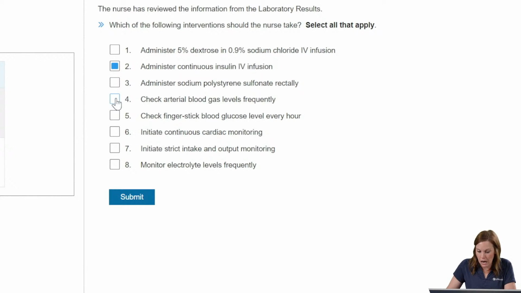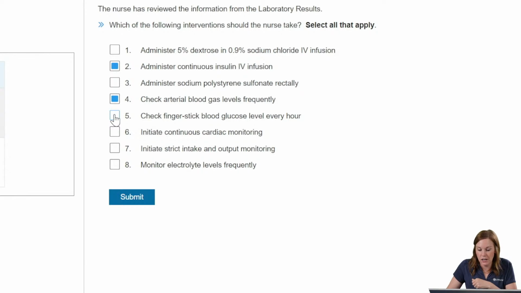Option 4, check our arterial blood gas levels frequently. This is true. We want to make sure we are getting out of an acidotic state, or an acidic state. We want to make sure the pH of our blood is on the rise. So this is, again, one of those manifestations of DKA that we want to make sure is improving.